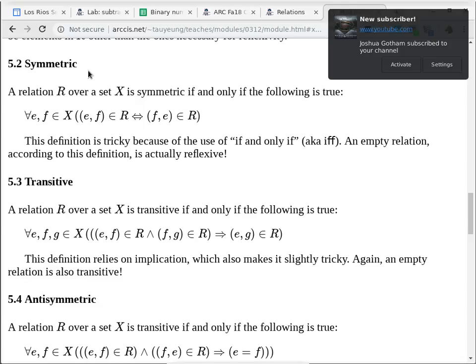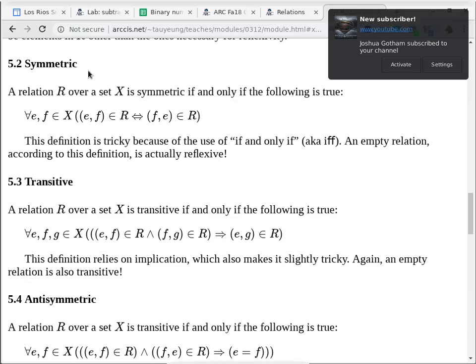An empty relation is automatically transitive because, pick any three elements. They can be the same, they can be different, doesn't matter. So pick any E, F, and G in X. Is EF in R? No, because R is empty. Is FG in R? No, it is empty. Is EG in R? No, it is empty. So we have false implies false, which is true. So an empty relation is automatically transitive and symmetric at the same time.